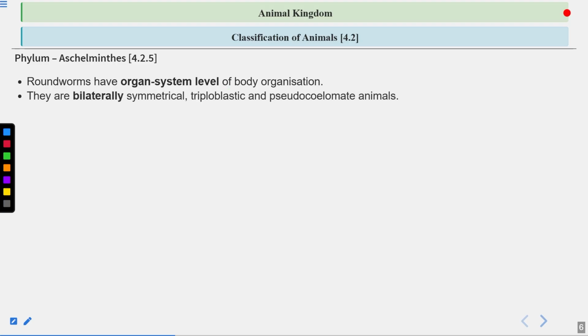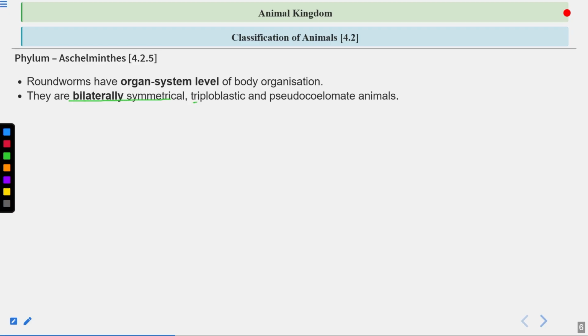Now, they are bilaterally symmetrical. Bilaterally symmetrical means when you cut the organism passing through its central axis, a plane of axis, it divides the organism into two equal halves. Yes, two halves. And those two halves are mirror images, right? So the left half is just equal to the right half, right? So that is called bilaterally symmetrical. This is showing the symmetry of the organism. And this bilateral symmetry is an advanced feature, right?